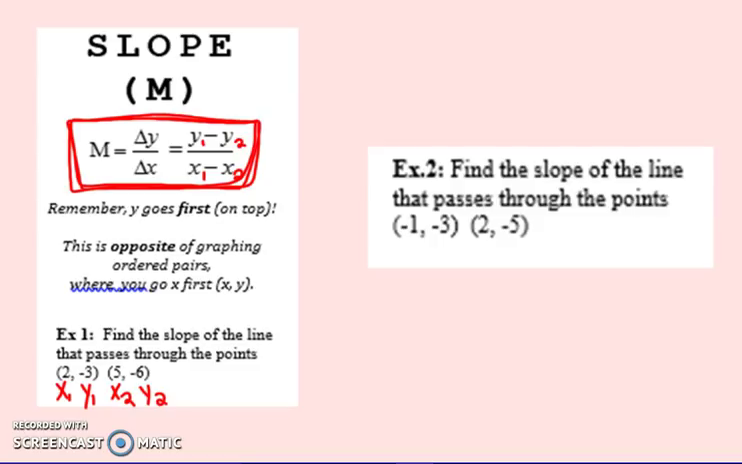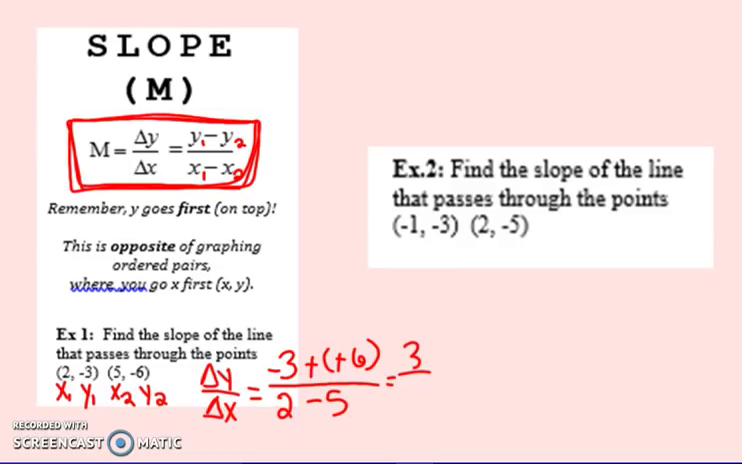Now when I go to write my equation, it is my change in y over my change in x. So I end up with negative 3 minus negative 6 over 2 minus 5. Negative 3 minus negative 6 becomes plus, and you end up with 3. 2 minus 5 is negative 3. Again, we need to reduce all of our fractions. So my slope for those 2 points is negative 1. My change in y over my change in x.